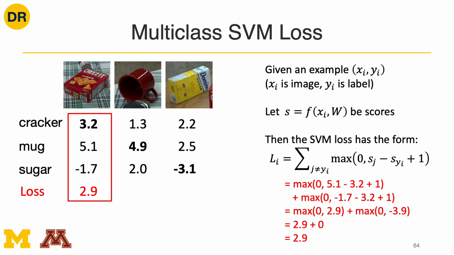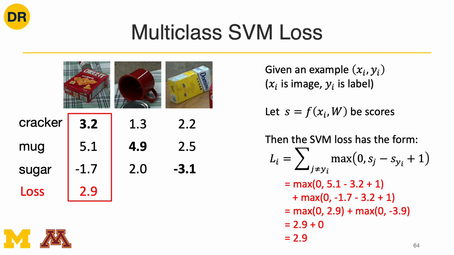So the way to interpret that means that the incorrect class mug had a higher score prediction than the correct class cracker, so it's contributing some loss. It's indicating that our model is not performing well because it's not predicting the highest score for the correct class. In contrast, though, the second term within the summation, which is for the sugar box, makes 0 contribution to the overall loss, and that's because the cracker score was above the margin away from the sugar box score.